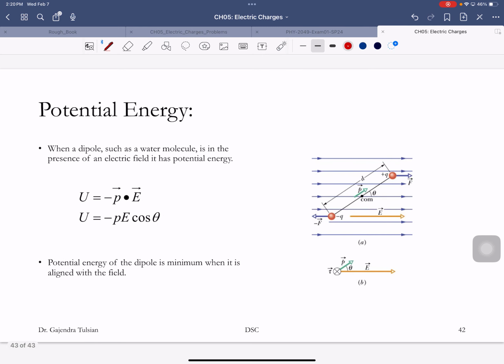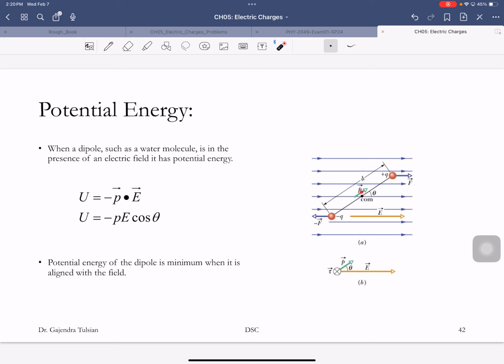Dipole moments also have potential energy. When an object falls from a higher to a lower location, the potential energy is being converted to kinetic energy. Just like that, as a dipole rotates, its potential energy is being converted to kinetic energy. The potential energy, denoted by U, is negative P dot E. There's the dipole moment, there's E.